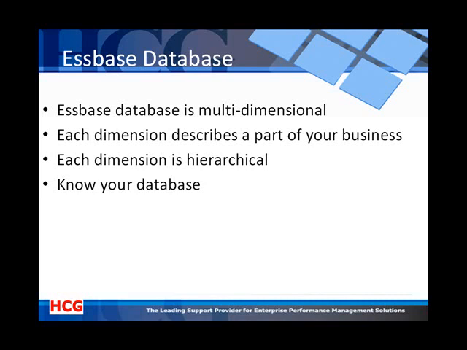For instance, the time period dimension might have year at the top, followed by quarters within the hierarchy, and then months underneath them. Dimensions are arranged hierarchically so that you can retrieve more detailed information for some dimensions and less detailed information when you need it.